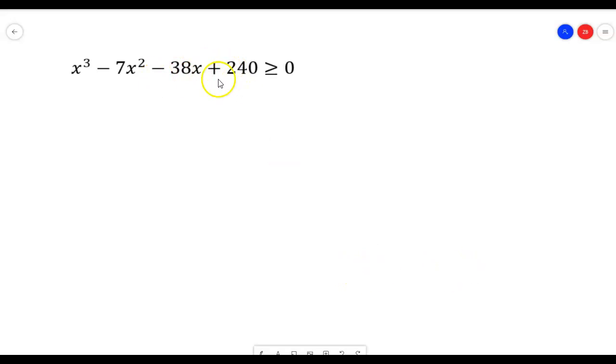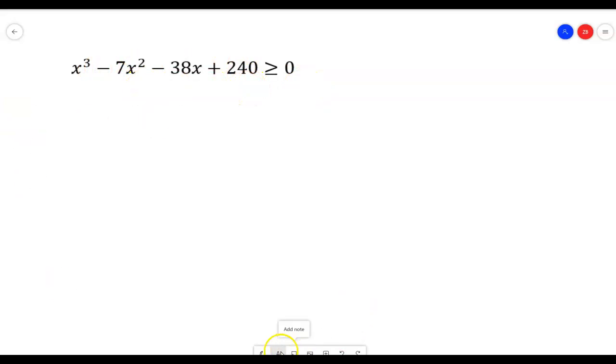Hey, this is Mr. Beckstrom, and today I'm doing a problem from section 3.4. This is a request from one of the students from the forums, and they're asking us to solve this problem giving the answer in interval notation.